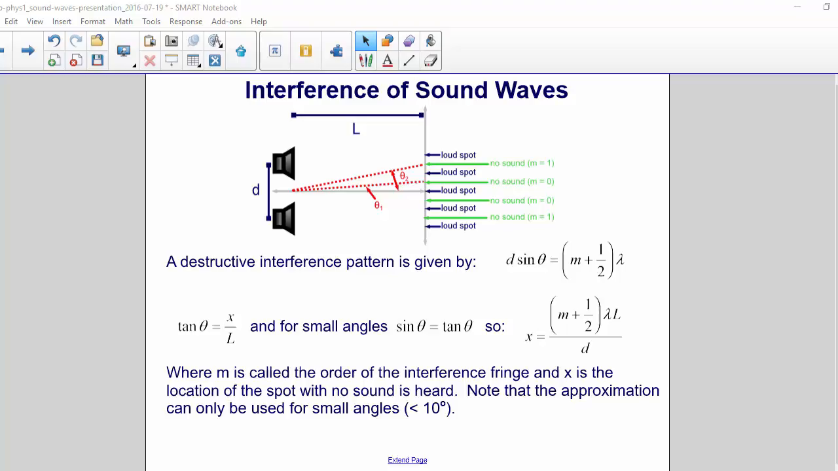The destructive interference pattern is similar to that of the constructive interference pattern. The only difference is that instead of m, we're using m plus a half, because remember that if the extra distance is equal to a multiple plus half a wavelength, you get destructive interference. Again, this approximation can only be used for small angles.